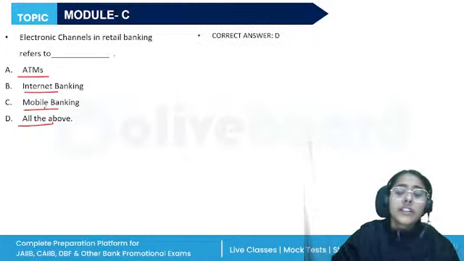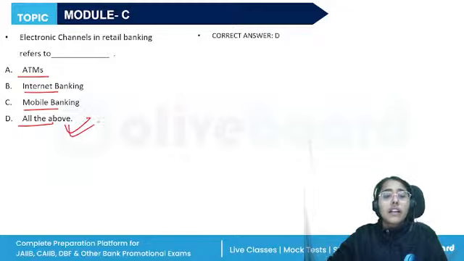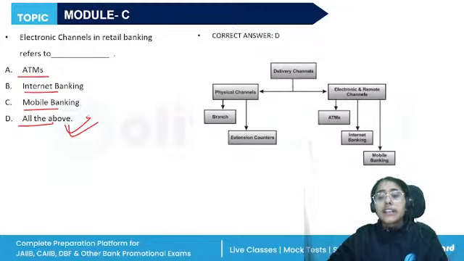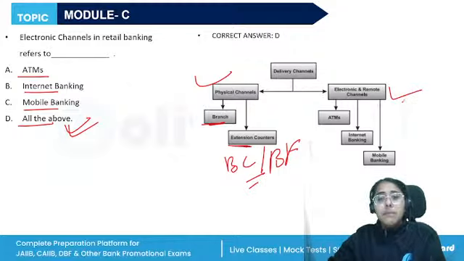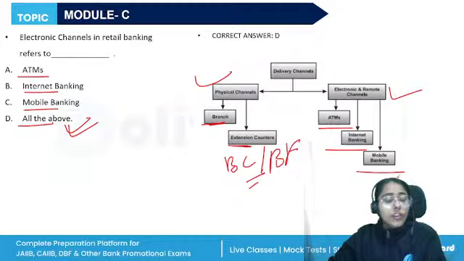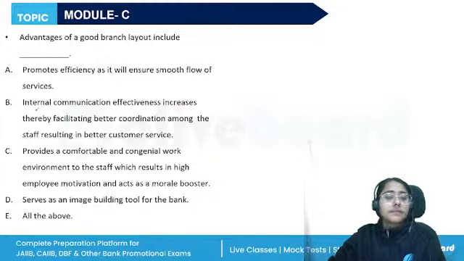So the correct answer will be option D. All of the above are electronic channels. So the delivery channels can be divided into physical channels, which include the branch and the extension counters, the business correspondent and business facilitators as well, and electronic and remote channels which are not attached to the bank. So ATMs, internet banking, and mobile banking. Alright, so accordingly, the correct answer is option D. All of the above are electronic channels.